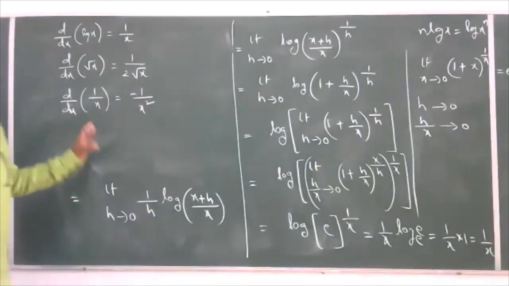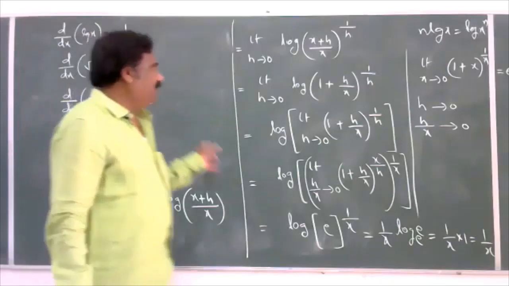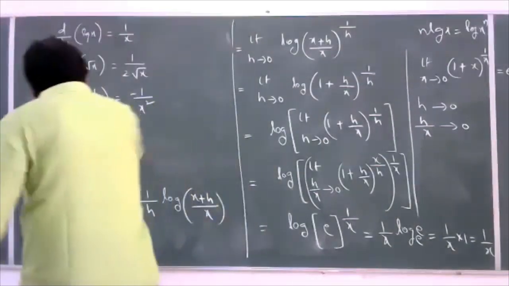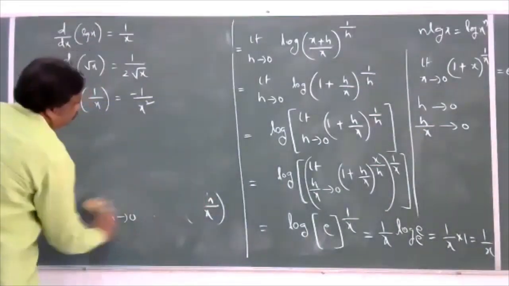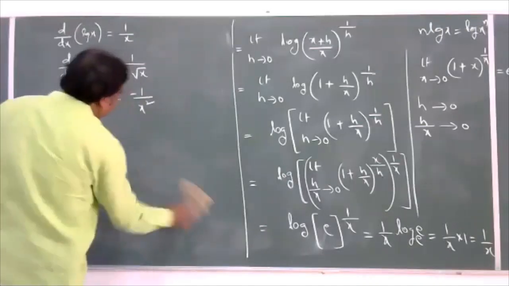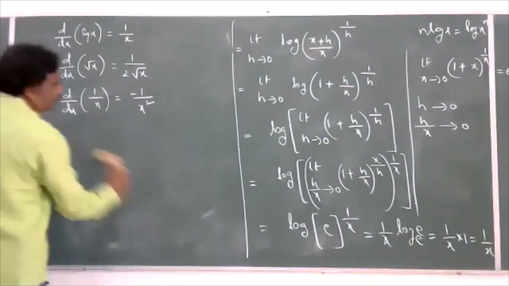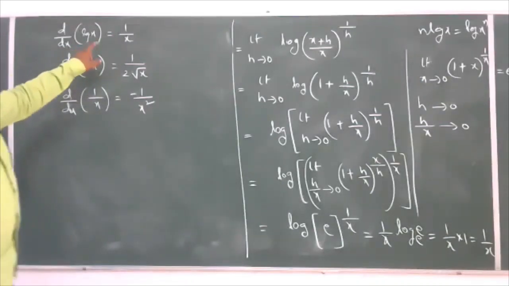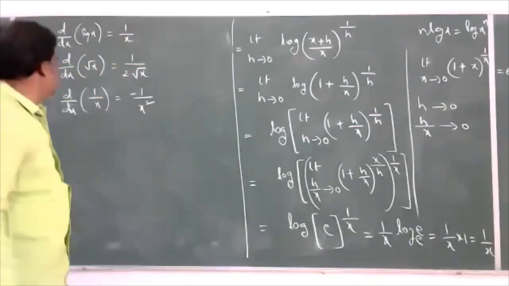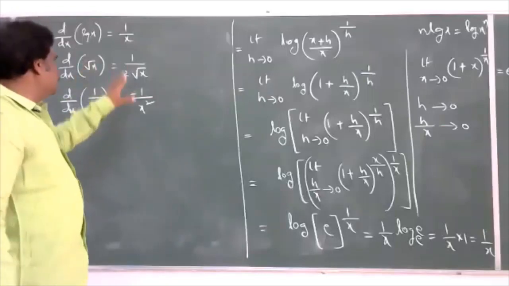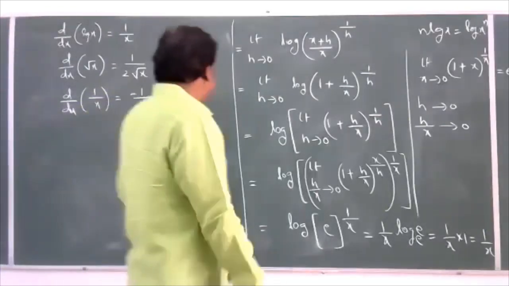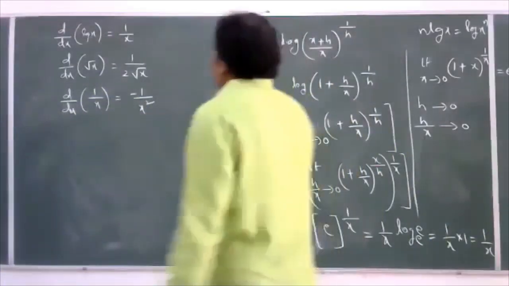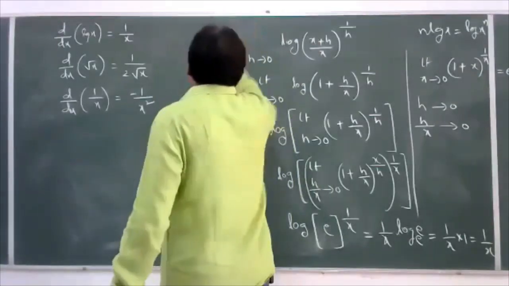So I already gave all 6 trigonometric function formulas, some exponential e power x and a power x formulas, the derivative of the logarithmic function, that is d by dx of log x is 1 by x, the derivative of root x is 1 by 2 root x, and the derivative of 1 by x is minus 1 by x square.